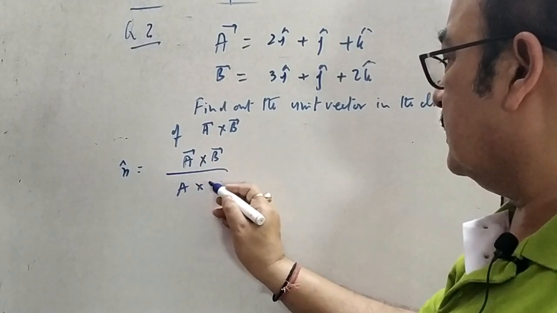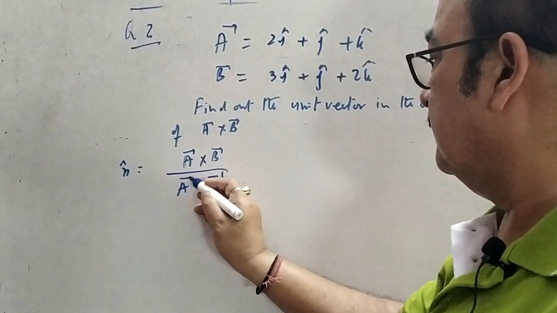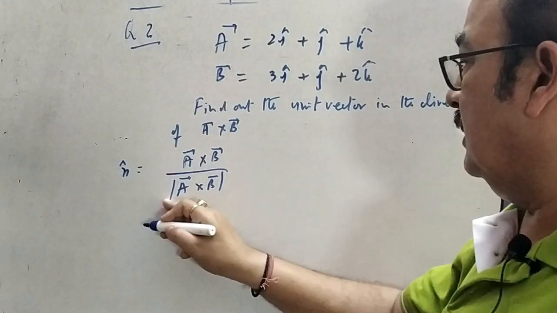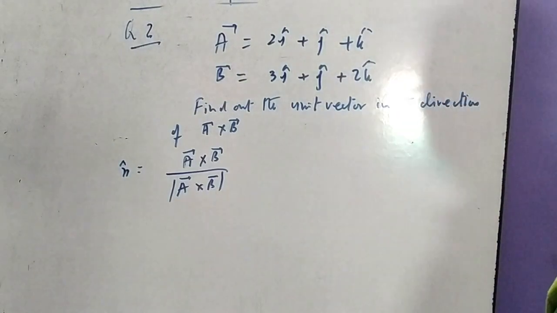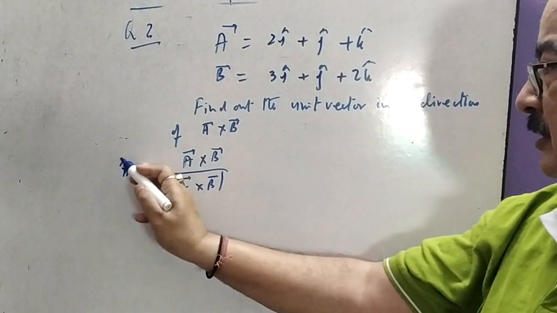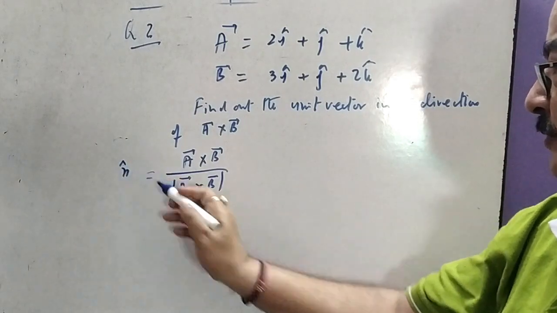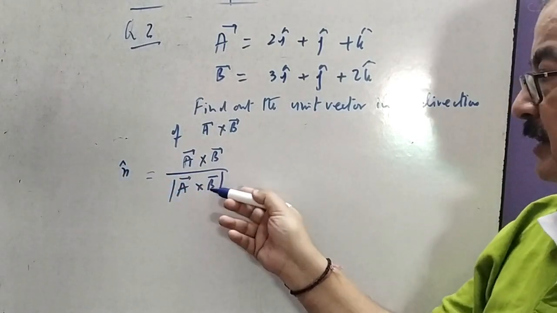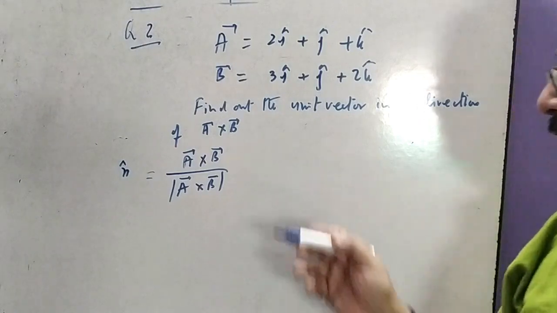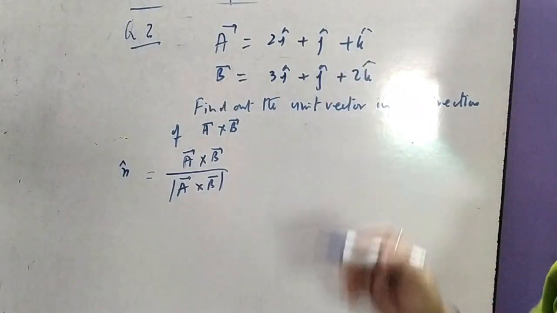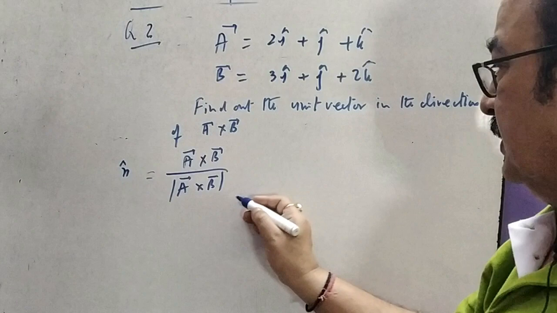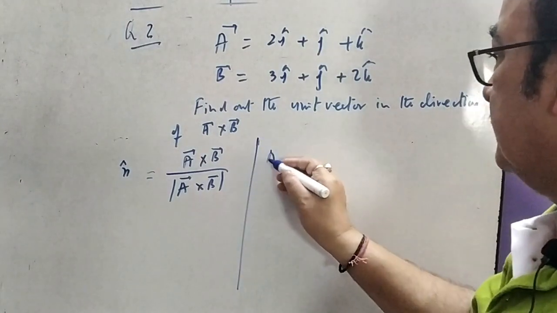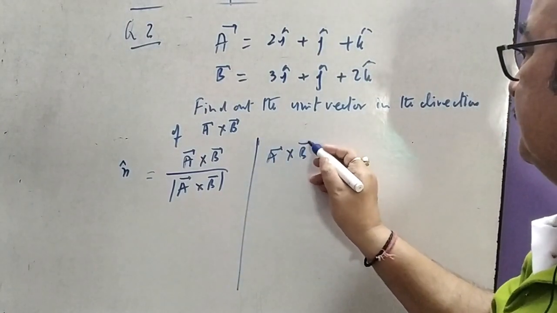The vector into its magnitude. In the initial stage of vectors, you have been told about the determination process of a unit vector: it is the vector divided by its magnitude. That means here we have to find only the vector product A cross B. Let us find A cross B.